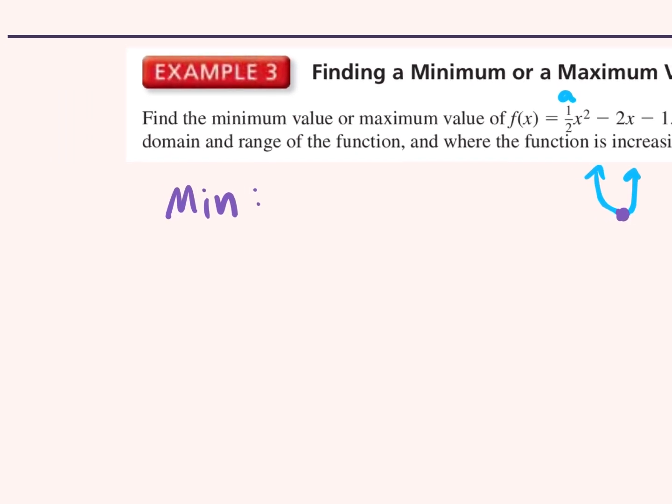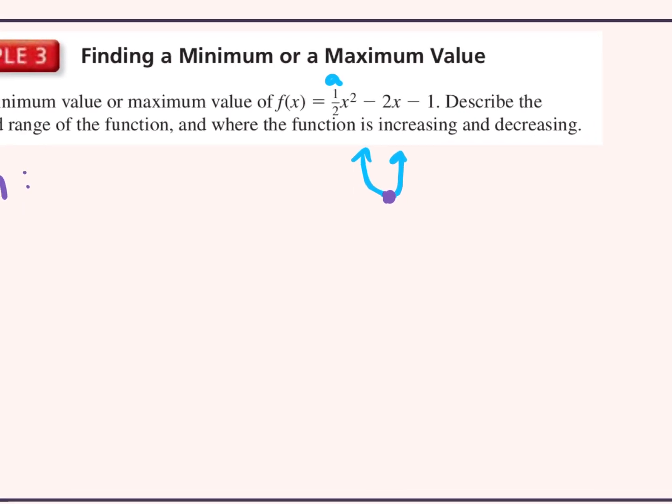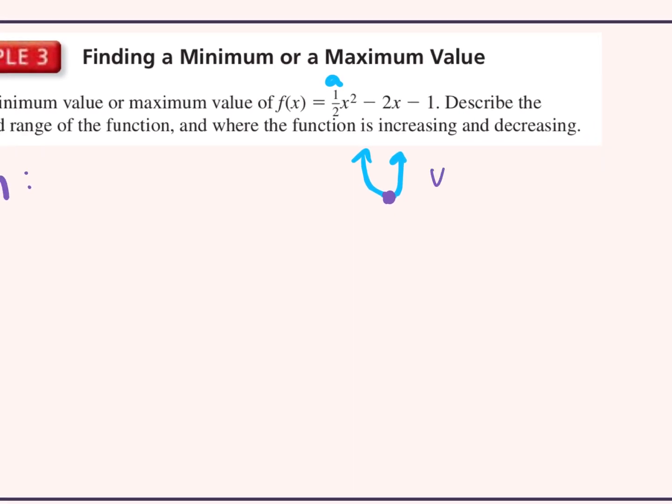Our minimum value is whatever the k is. So we want to find our k. We've got to find the vertex, which is (h, k). To find our vertex, we need to use our formula, negative b over 2a. Well, what's our a? 1/2. And what's our b? Negative 2. So let's plug it in. So I have negative 2 over 1/2.